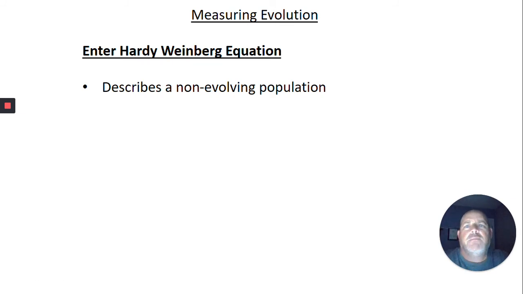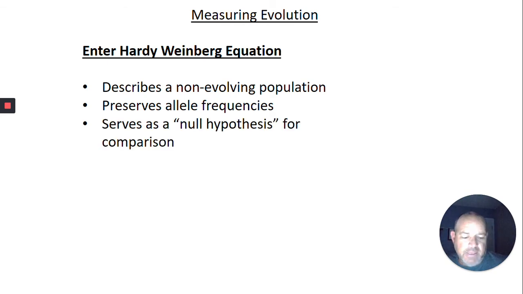So the Hardy-Weinberg equations describe a non-evolving population. They describe a population that is maintaining its allele frequencies. And it really serves as what we like to call a null hypothesis. If you've had statistics, you've probably heard about a null. If you took pre-AP bio, you probably do chi-square problems. At least we do at South. And you probably would have heard a null hypothesis.